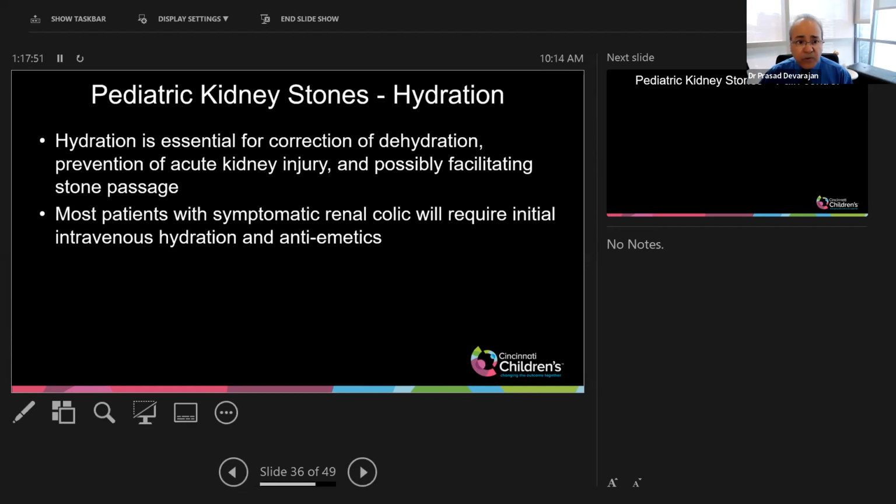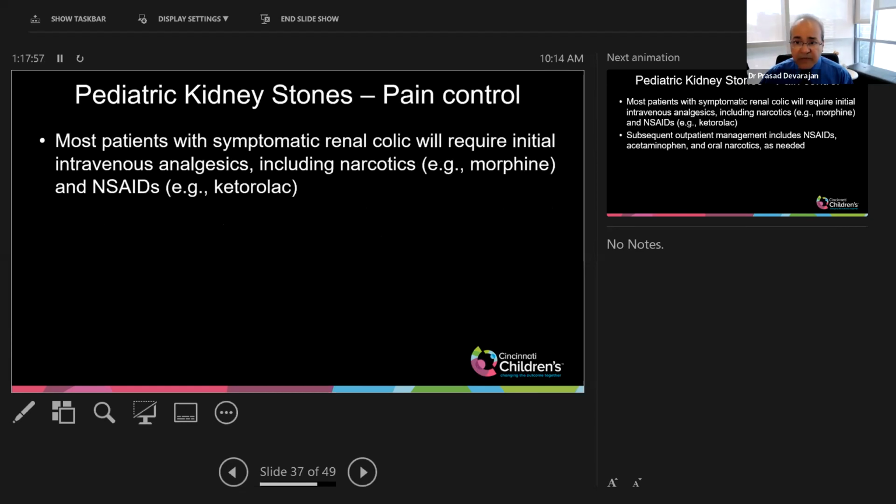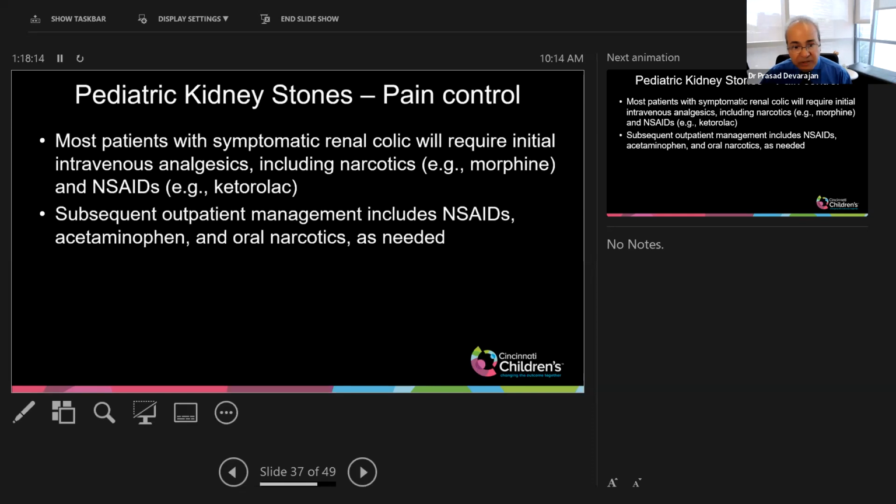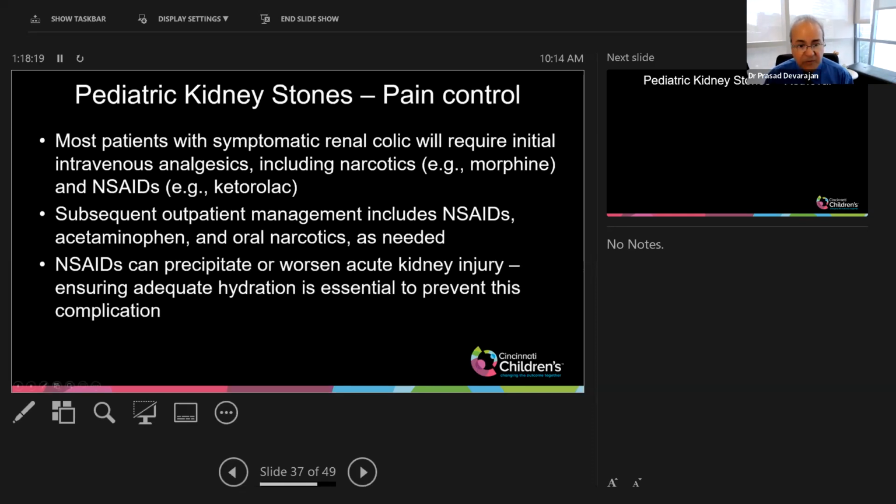Pain control is very important. Kidney stones are very painful. And so most patients with symptomatic bad kidney stones will require initial IV analgesics, and we prefer to use narcotics like morphine. We try not to use NSAIDs because NSAIDs, as you all know, can worsen acute kidney injury. And so if we're going to use NSAIDs, especially as outpatient, we want to make sure that the patients remain very, very well hydrated.